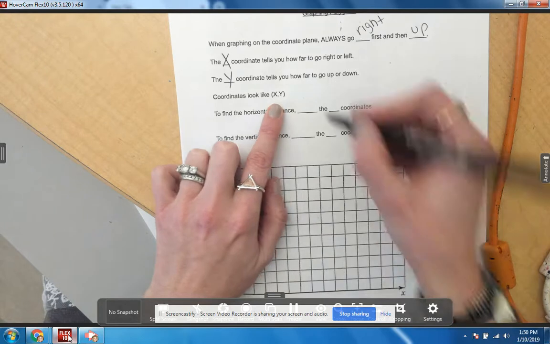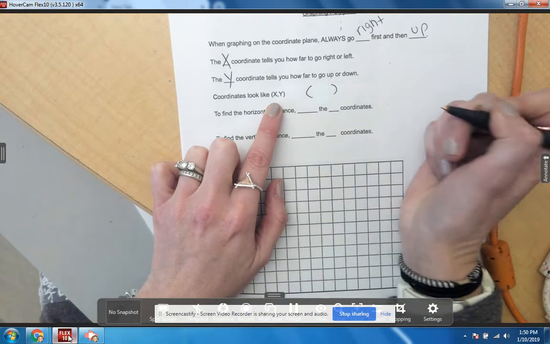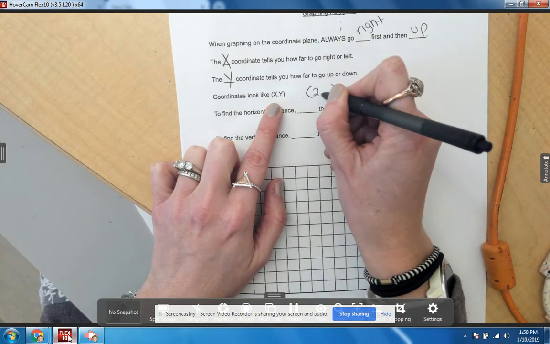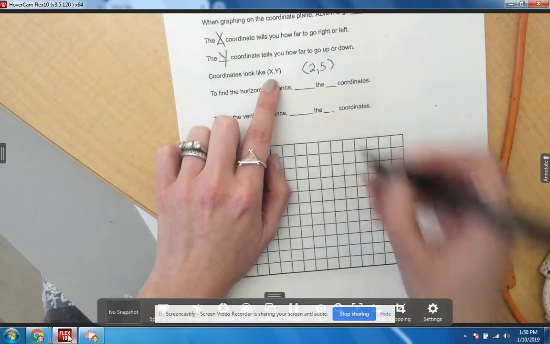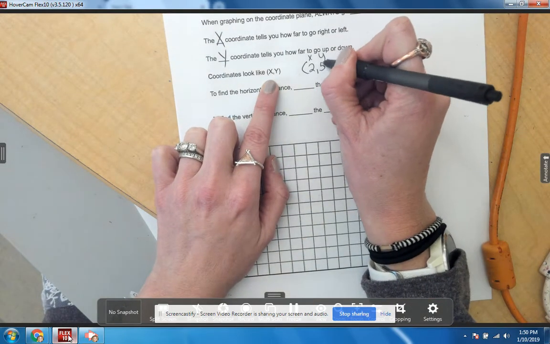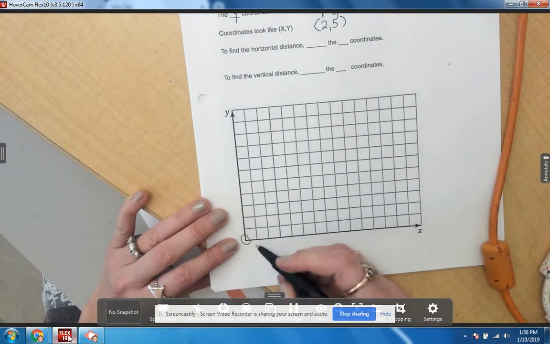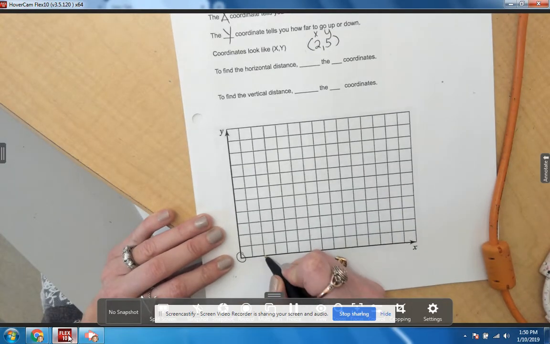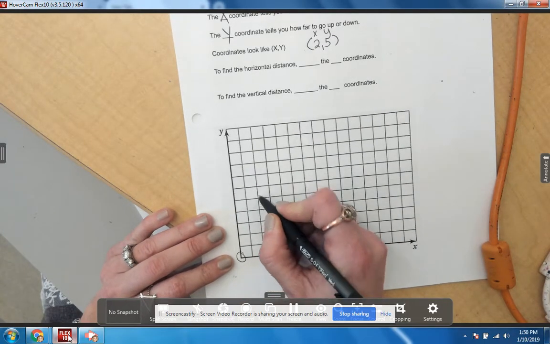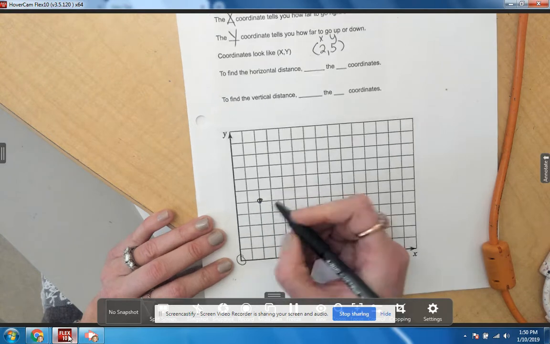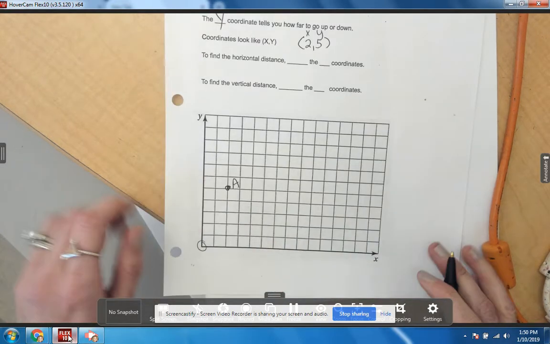Coordinates look like this. So you have two numbers inside a pair of parentheses. So say I had 2, 5. This would be my X coordinate. This would be my Y coordinate. So I would start at the origin. I would go over 2, up 5. 1, 2, 3, 4, 5. And where they intersect is where I would put my point. Okay? And I'm just going to call it point A.